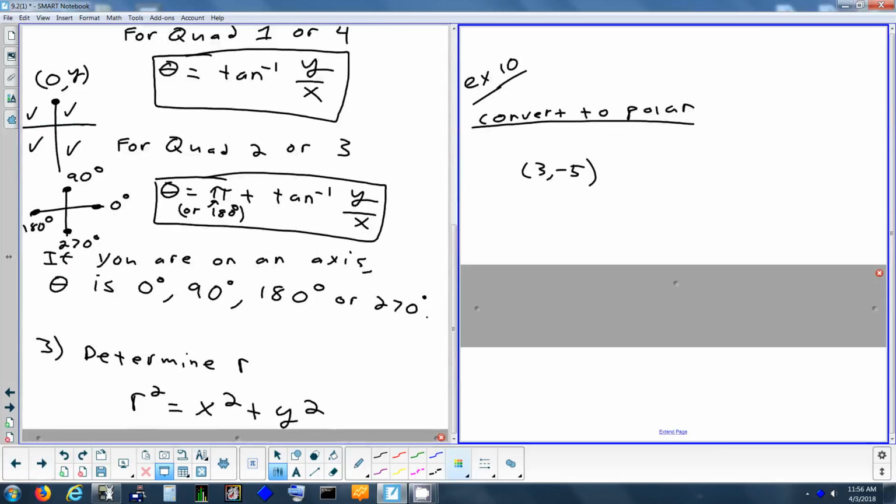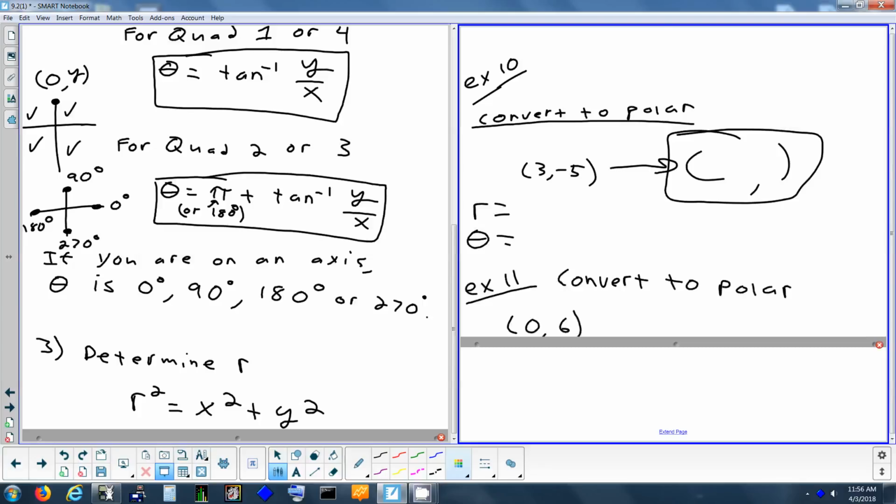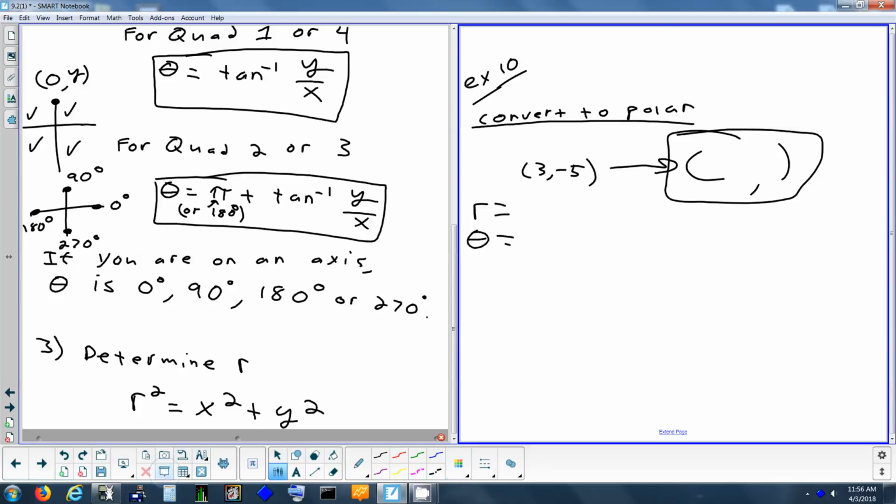Okay, so David, what are the two things I need to find? I have x and y. You need to find r and theta. I need r and theta. Okay, so eventually I'll put my answer in that box. All right, it doesn't matter which one we do first. Let's do the radius first. AJ, what's x in my coordinate? 3. And Curtis, what's y? -5.